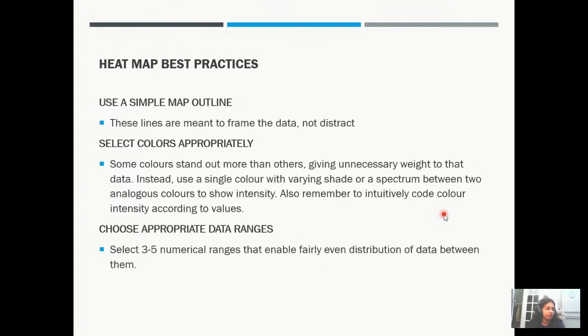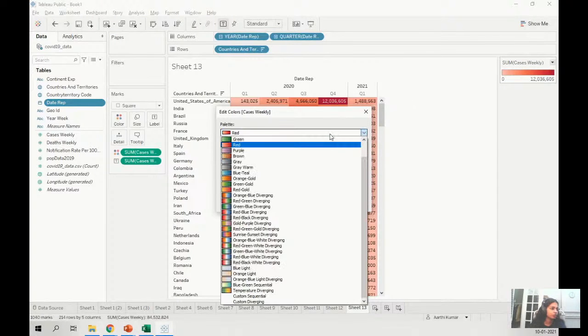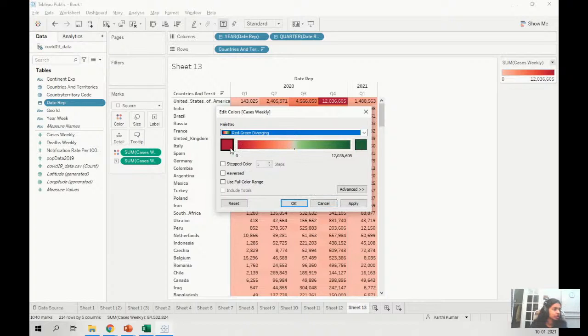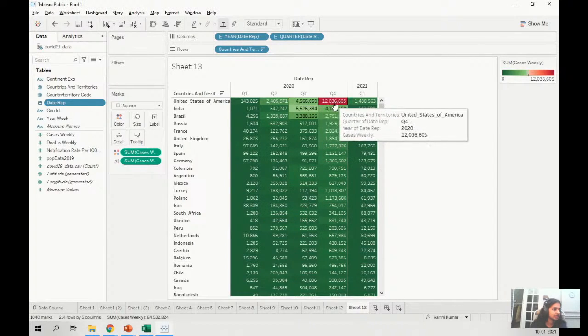Again, choose appropriate data ranges. Select 3 to 5 numerical ranges that enable a fairly even distribution of data between them. One more thing I want to show is in the edit colors, you can also use converging colors. So red and green converge. In our case, we want the higher number to be red and the lower number to be green. So you can check reversed. Now when you apply it, yeah, this one stands out.